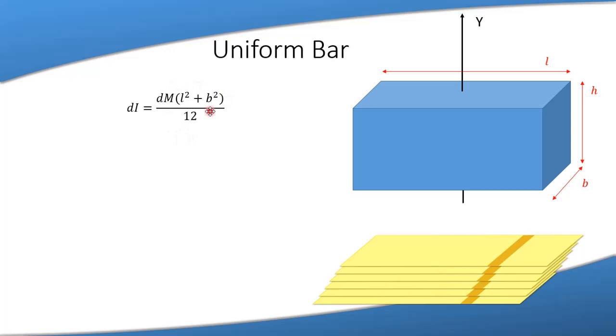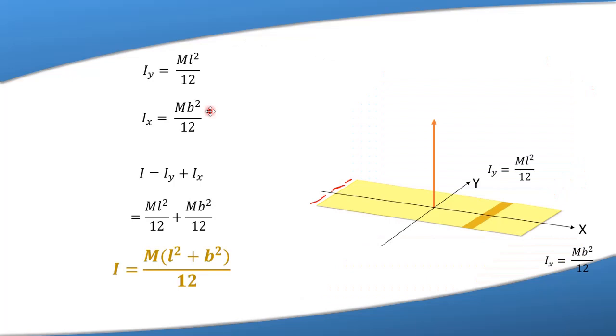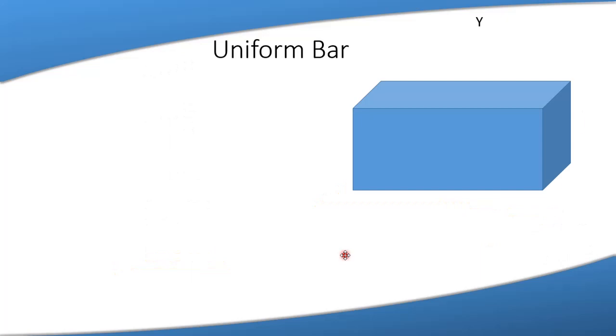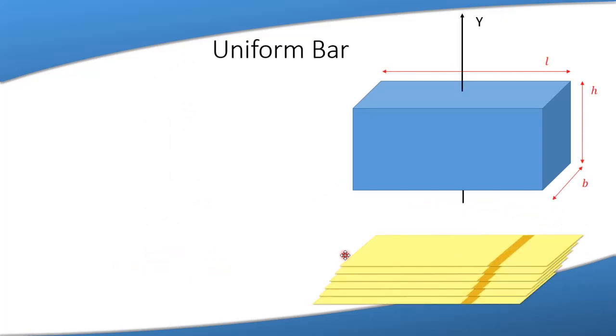We got this equation from our final equation from our last slide. Hope you remember that in our last slide we had I is equal to m by 12 into l square plus b square. This is for just one rectangular lamina. And in this case, we have a number of rectangular laminas. Therefore, considering one rectangular lamina, we can say that the small moment of inertia contributed only by one rectangular lamina will be this.